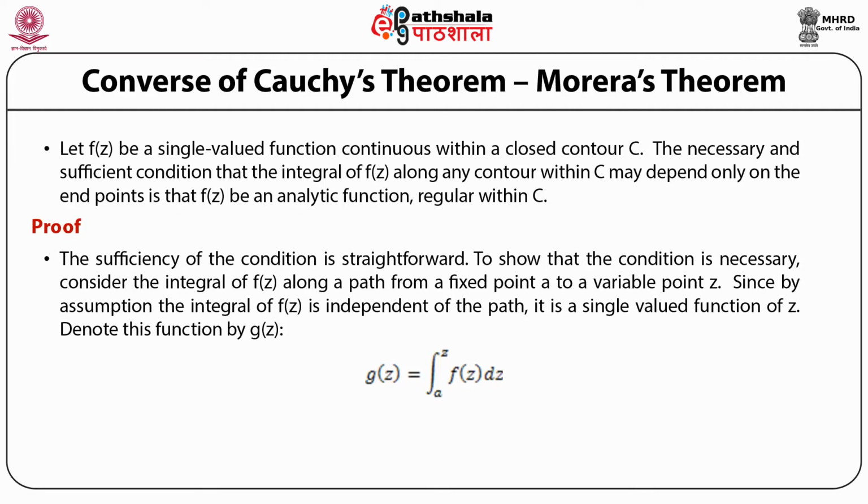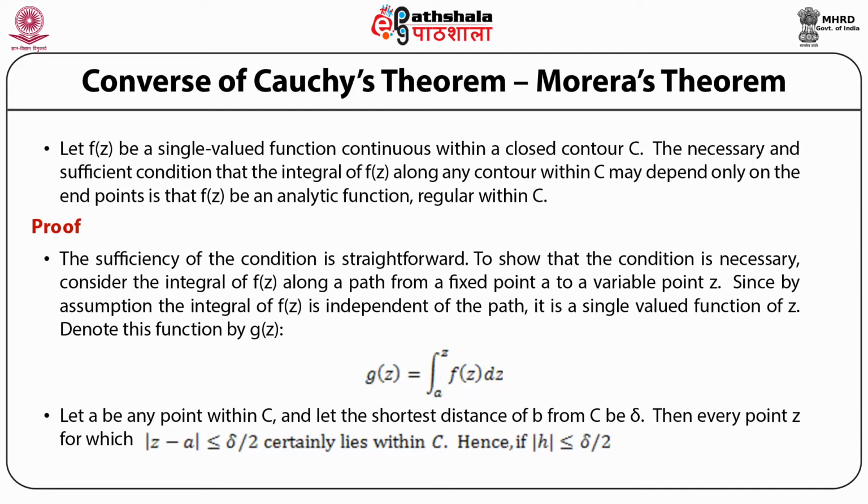To show that the condition is necessary, consider the integral of f(z) along a path from a fixed point A to a variable point z. Since by assumption the integral of f(z) is independent of the path, it is a single valued function of z. Denote this function by g(z) equals integral from A to z of f(z) dz.